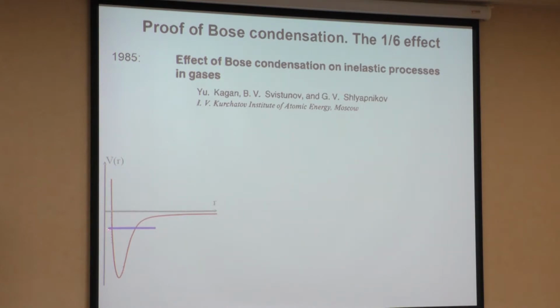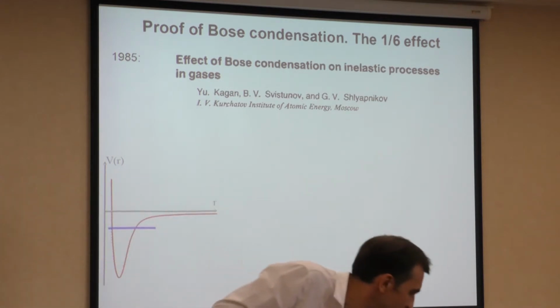Okay, so this is the bound state, and it means two atoms can form a molecule. If there are just two atoms, they cannot form a molecule, because to get from the unbound state to the bound state, they have to give out some energy to somebody. A third body is needed. So a three-body collision is needed to form a bound state.